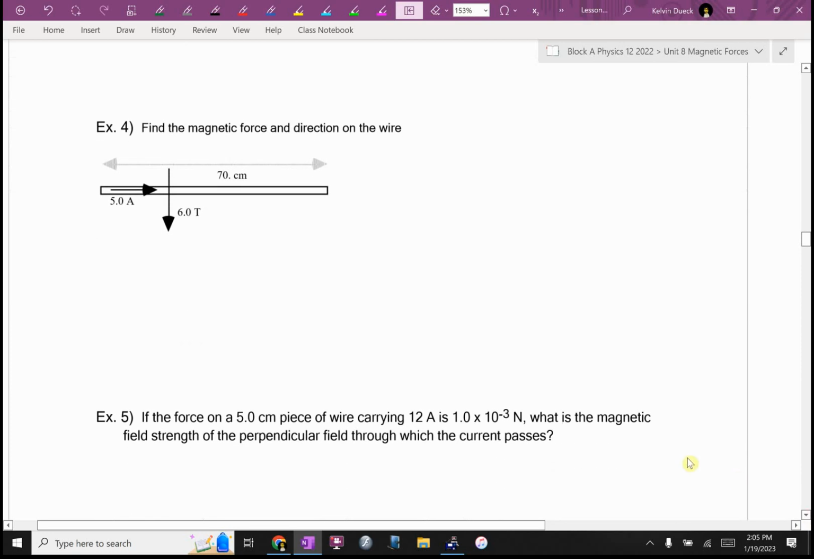Example 4. I like example 4. It says, find the magnetic force and the direction on the wire. Let's do the direction first. First of all, are the length of wire, the magnetic field, and the current all in lovely right angles to each other? So I'm good with that. Okay? What direction is the current moving? Point your thumbs to the right. What direction is the magnetic field? So if I was doing my board, I would go like this, down the page.